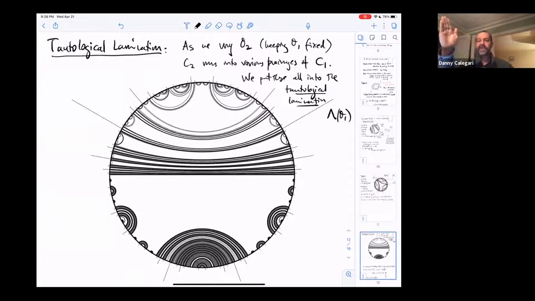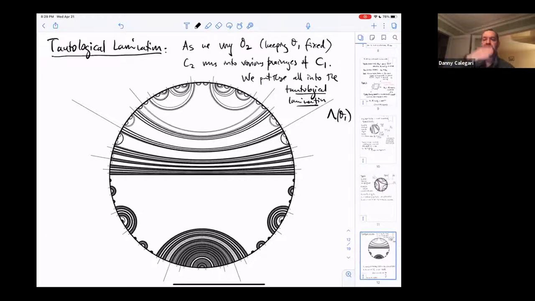So C1 is fixed and C2 is just moving around. I'm just varying it literally continuously. That's not how it would vary in the shift locus, but I'm just doing it anyway. And as it moves around, the pre-critical leaves of C1 hop in and out of existence, always somehow managing to avoid crossing the leaf C2. However, at certain times, C2 will run into a pre-critical leaf of C1. At exactly the time that C2 runs into a pre-critical leaf of C1, we take that leaf of C1 and we add it to the tautological lamination.